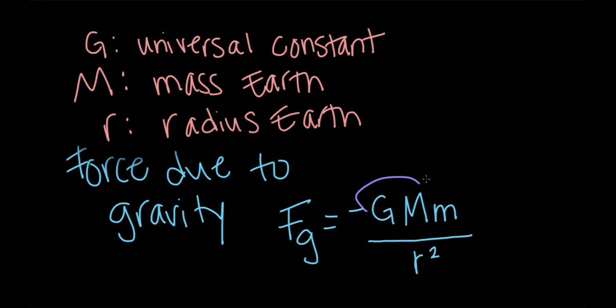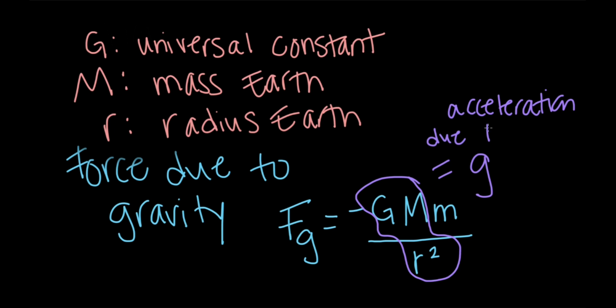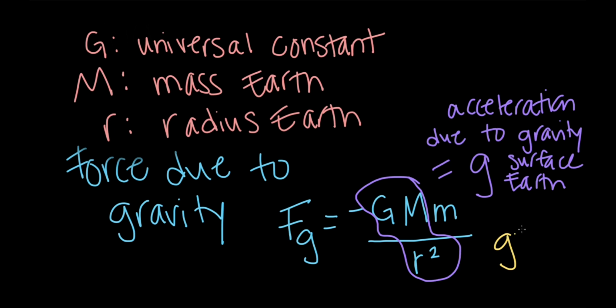Now, in fact, this particular combination of the universal gravitational constant, the mass of the Earth, and the radius of the Earth squared is used so often that we actually call this its own constant, which we call little g, which is just the acceleration due to gravity at the surface of the Earth. And so because all of these things are constant, g has a constant value, which is just 9.8 meters per second squared.